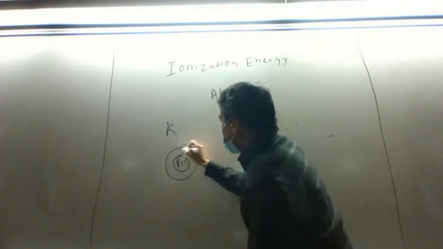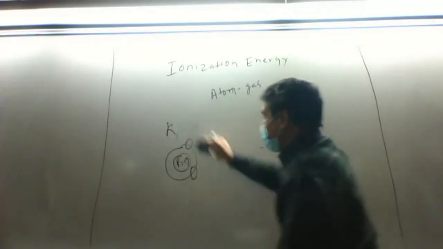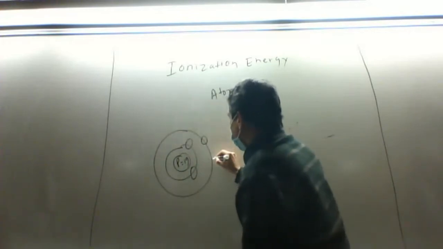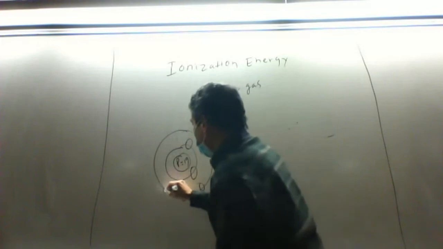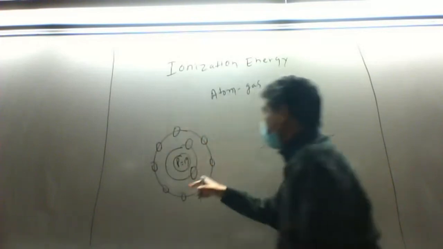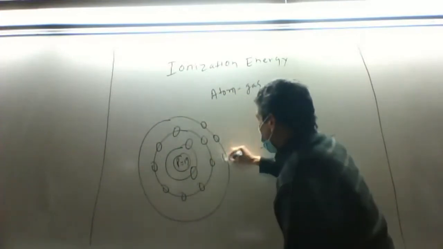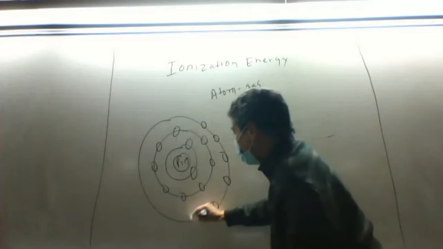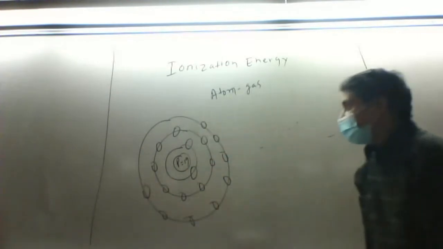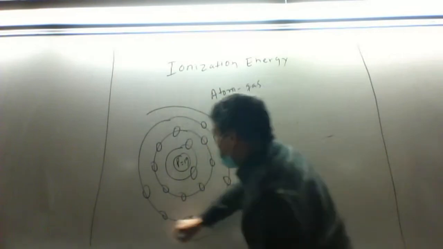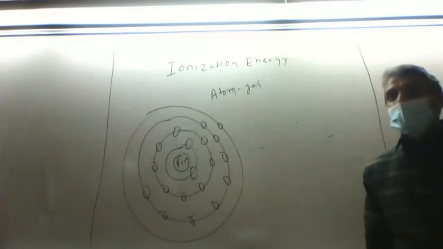So 2 electrons are here. This is the first orbit, which can hold 2 electrons. And the second orbit can hold 8 electrons. So 1, 2, 3, 4, 5, 6, 7, 8. So 8 plus 2 is 10. Now I have another 8 electrons that can go to the third orbit. 1, 2, 3, 4, 5, 6, 7, 8. Now I have one more electron left, and that goes to the fourth orbit. See, so this is the potassium atom, right?